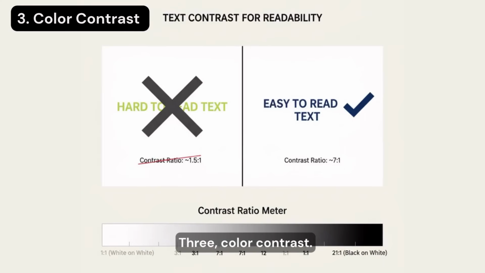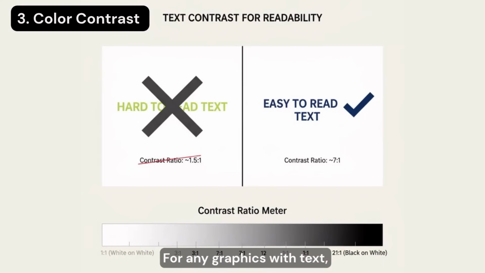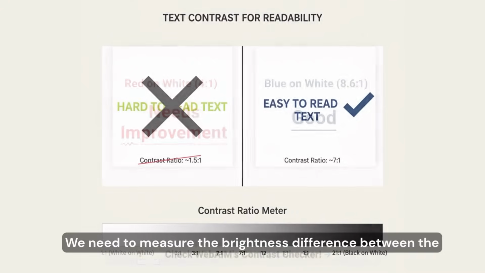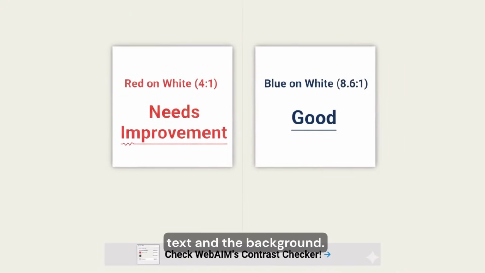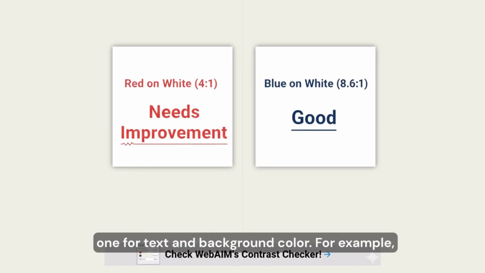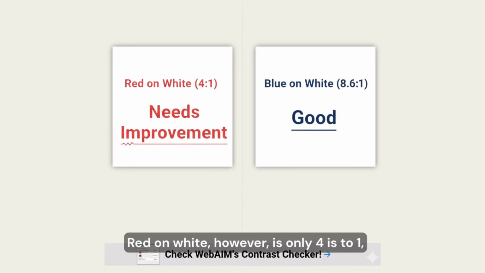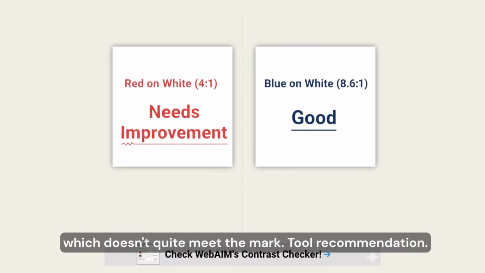3. Color contrast. For any graphics with text, color contrast is crucial for readability. We need to measure the brightness difference between the text and the background. Aim for a contrast ratio of at least 4.5:1 for text and background color. For example, blue text on a white background has a great contrast ratio of 8.61. Red on white, however, is only 4:1, which doesn't quite meet the mark.